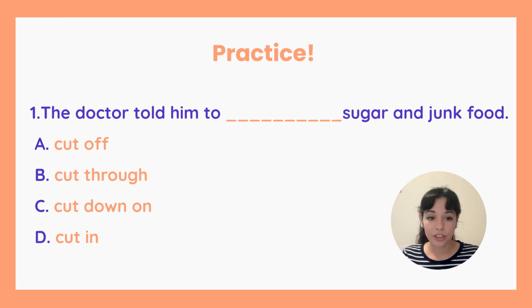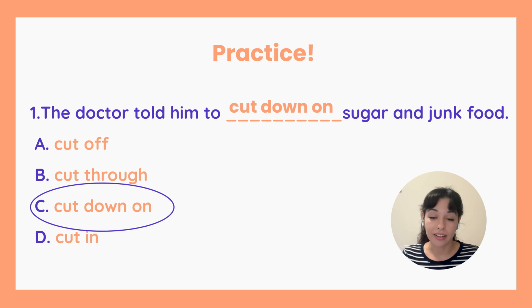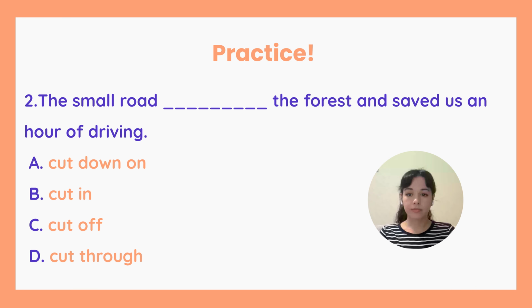The correct answer is to cut down on. The doctor told him to cut down on sugar and junk food. He needs to reduce the amount of sugar and junk food he's consuming. Me too. All right, number 2. The small road blank the forest and saved us an hour of driving.